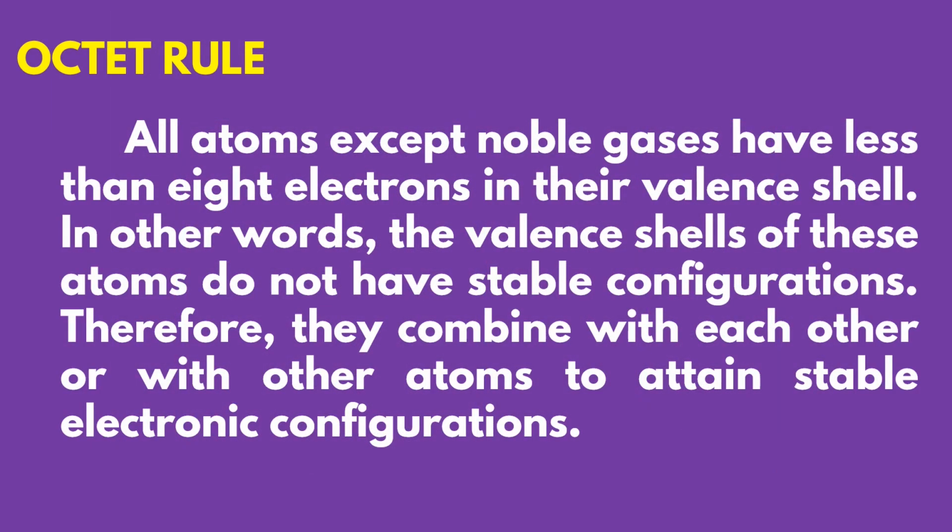All atoms except noble gases have less than 8 electrons in their valence shell. In other words, the valence shells of these atoms do not have stable configurations. Therefore, they combine with each other or with other atoms to attain a stable electronic configuration. The tendency of atoms of various elements to attain a stable configuration of 8 electrons in their valence shells is the cause of chemical combination, and the principle of attaining the maximum of 8 electrons in the valence shell is called the octet rule.